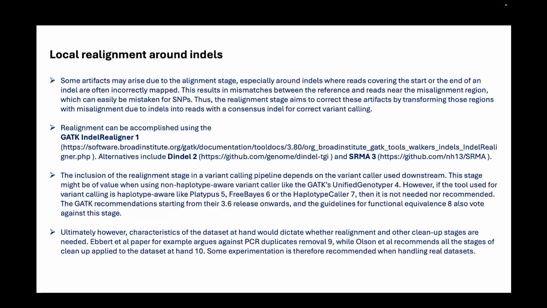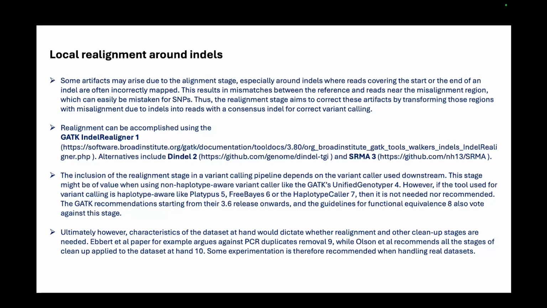This stage might be of value when using non-haplotype aware variant callers like GATK's Unified Genotyper. However, if the tool used for variant calling is a haplotype aware variant caller, then it is not needed nor recommended. The GATK recommendations, starting from the 3.6 release onwards, and the guidelines for the functional equivalence also vote against this stage. The newer callers that are coming out are mostly haplotype aware callers.